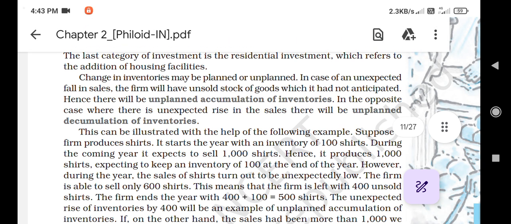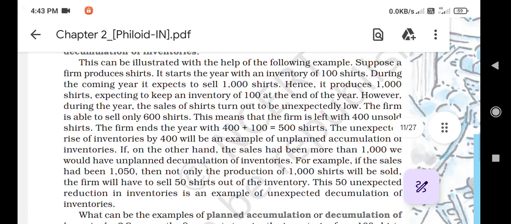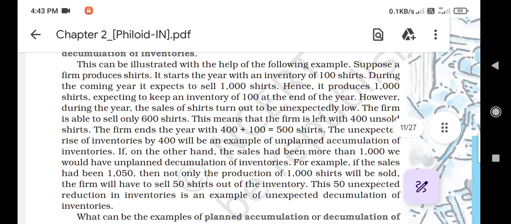Change in inventories may be planned or unplanned. In case of an unexpected fall in sales, the firm will have unsold stock of goods which it had not anticipated. Hence, there will be unplanned accumulation of inventories. In the opposite case, where there is unexpected rise in the sales, there will be unplanned decumulation of inventories. This can be illustrated with the help of the following example.